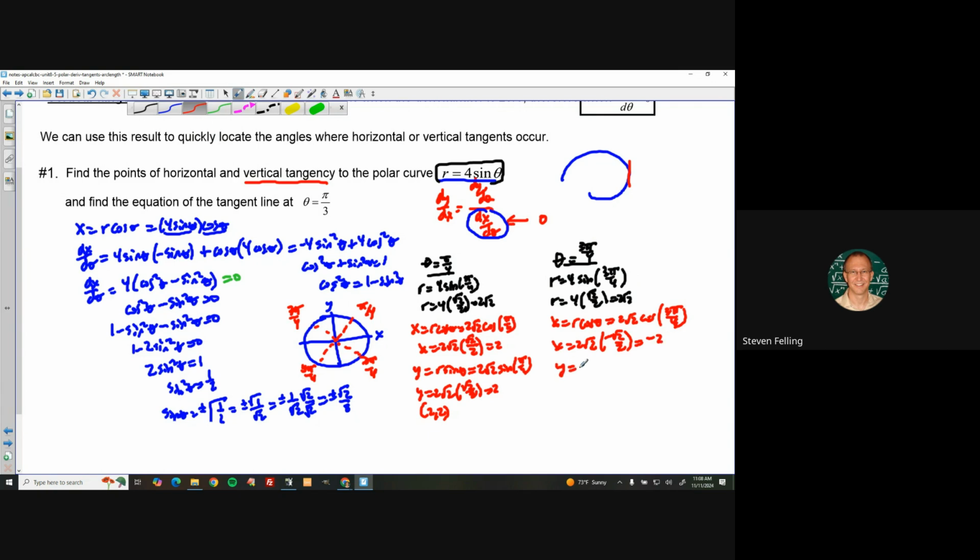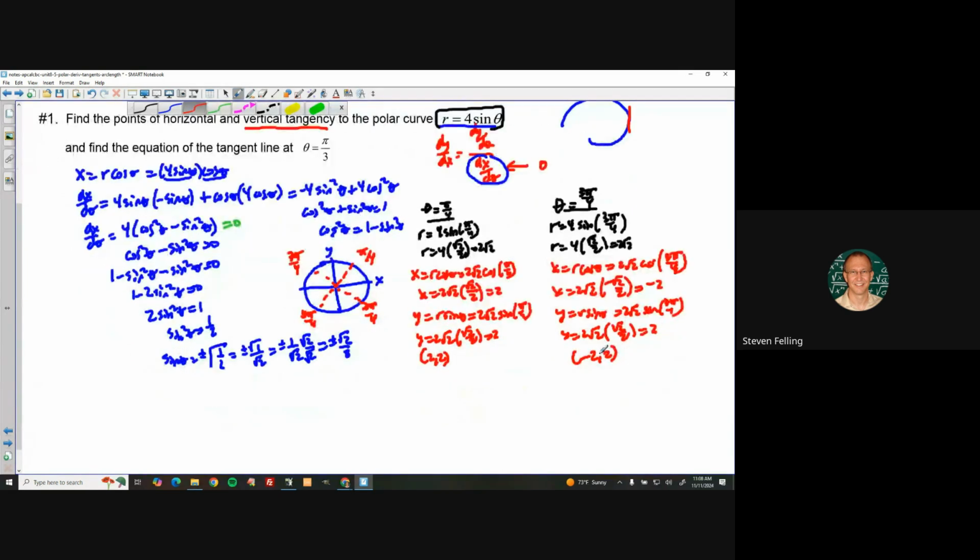And then y is r sine theta, or 2 square root of 2 sine of 3 pi over 4. But that is 2 square root of 2. Y is still positive here, so that is going to be positive square root of 2 over 2, which is positive 2. So I have negative 2 comma 2, right? And so there's 2 points of vertical tangency. Okay, let's continue. I'll do the same thing a little bit further down here.